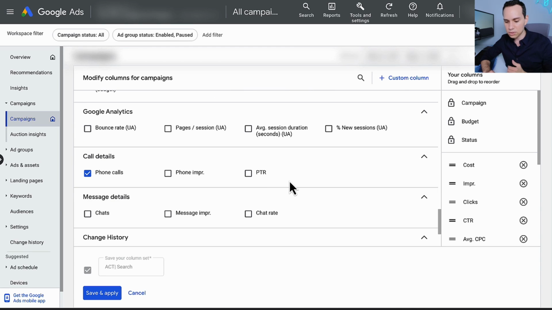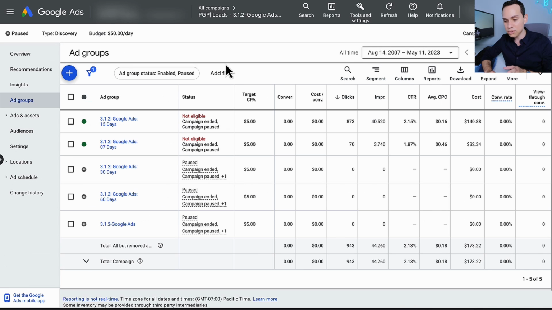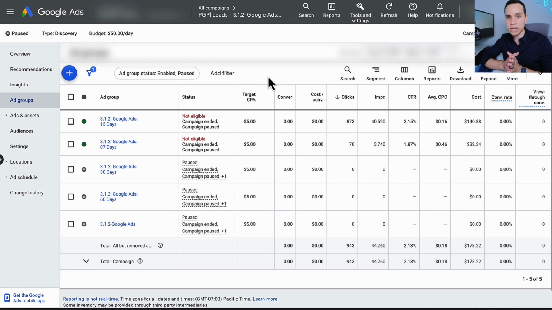And then if you're doing phone calls, you can go ahead and add phone calls. So I realize that can be a little confusing, but those are the columns I like to add when doing the analysis. And speaking of analysis, there's going to be an issue that you're going to run into when you start looking at your campaigns.